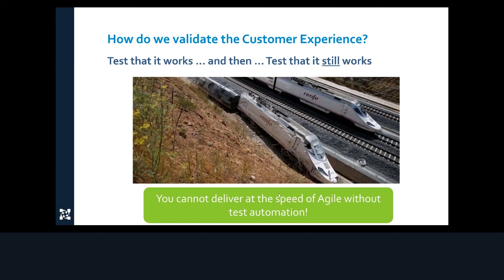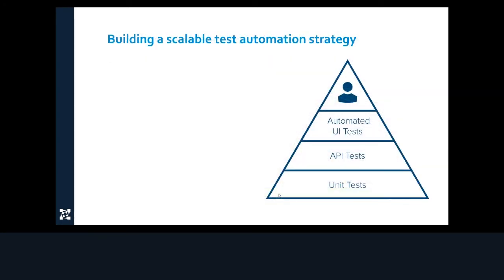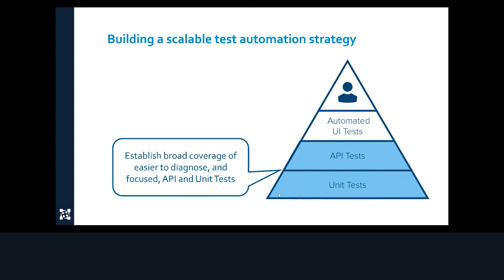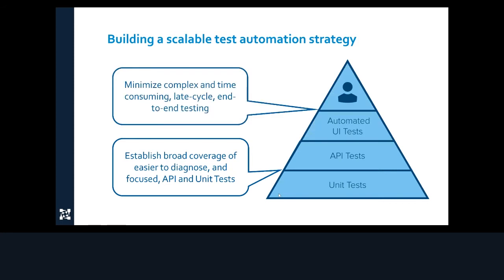And the best way to do that is to have a strategy. And here at Parasoft, we believe in building a scalable test automation strategy that aligns with the testing pyramid. And in the testing pyramid, you want to establish a broad coverage or a high amount of those granular test types like API testing and unit tests, which are easier to scale, easier to automate, while minimizing complex and time-consuming late cycle end-to-end testing that's either manual or automated UI.